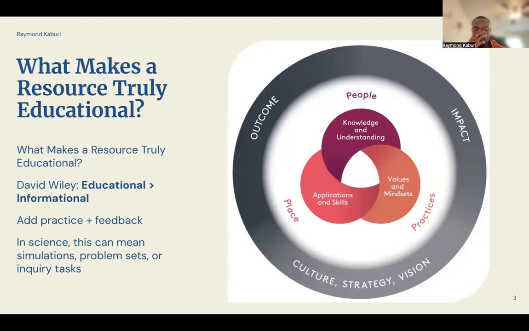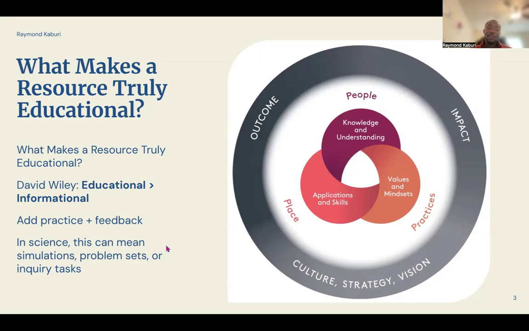Now, let's move ahead and see what makes a resource truly educational. So we try to use AI because we presume, and we know for sure, that it's an educational resource, it is worth its usage, and it's going to contribute positively to what we are doing. So for AI, David really said that it's educational and it's informational. What makes a resource truly educational is that, first of all, the thing should be educational and then it should be informational.